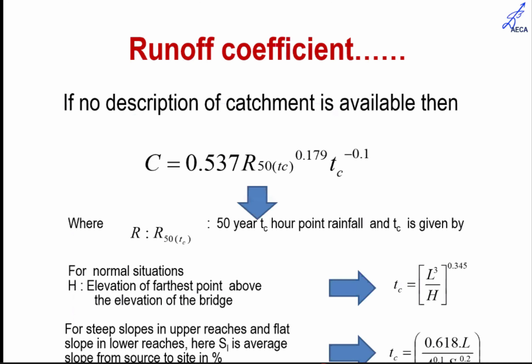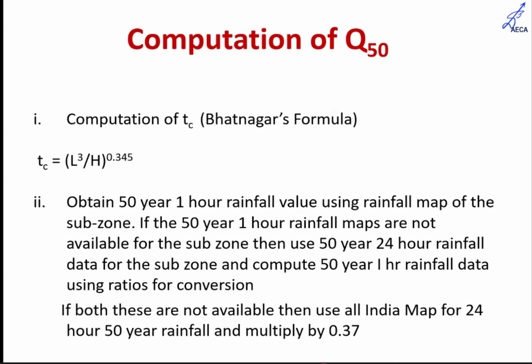If no description of the catchment terrain is available, then sometimes we can use a general formula which is recommended again by RBF 16, that is 0.537 R50 TC^0.179, TC raised to minus 0.1. The time of concentration is worked out using Bhatnagar's formula, one of the Indian scientists who had worked on this originally, and RBF 16 has adopted that, finding it to be most effective. The TC is (L²/H)^0.345.